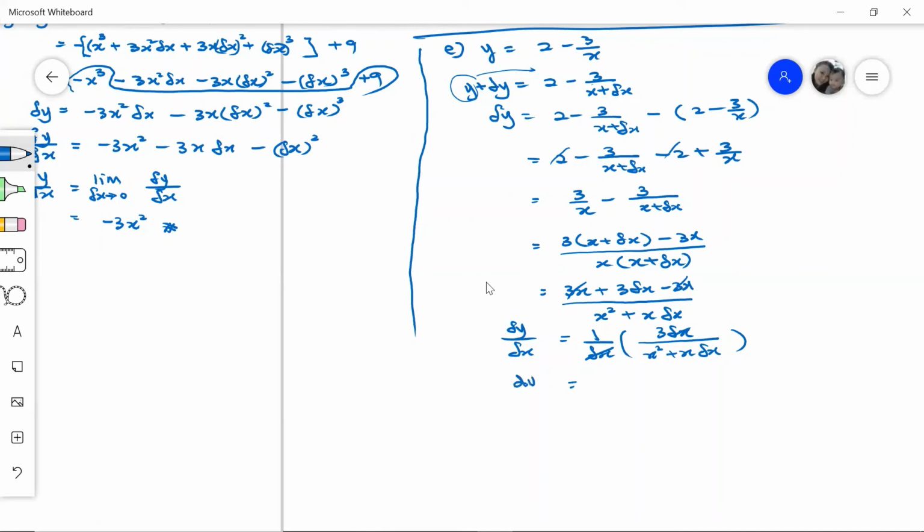And don't forget, our final objective is to find dy dx. That is when we set the limit of del y del x as the del x approaches 0. So 3 over x squared plus x del x. Okay, so now as del x approaches 0, so equivalent to 0, we left with 3 over x squared. So that is the answer. Okay, so that's it for question number 5.